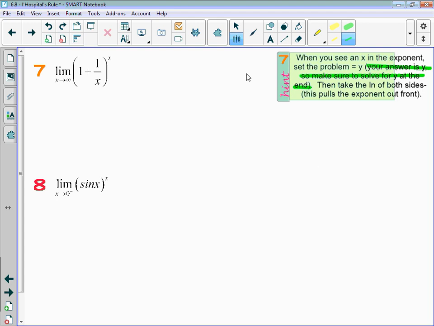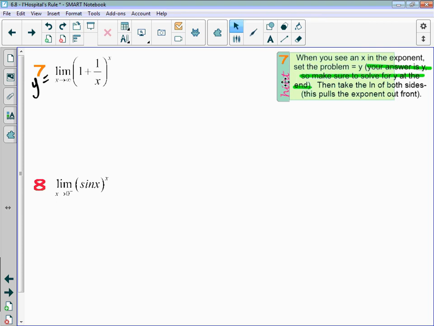Okay, so then take the natural log of both sides, which just pulls the exponent out front. So what we're going to do here is exactly what that says. We're going to set the problem equal to y, so we're going to say y equals this. Then we're going to take the natural log of both sides. So we're going to natural log this side and natural log this side. So questions on this? We kind of did this in a different unit.